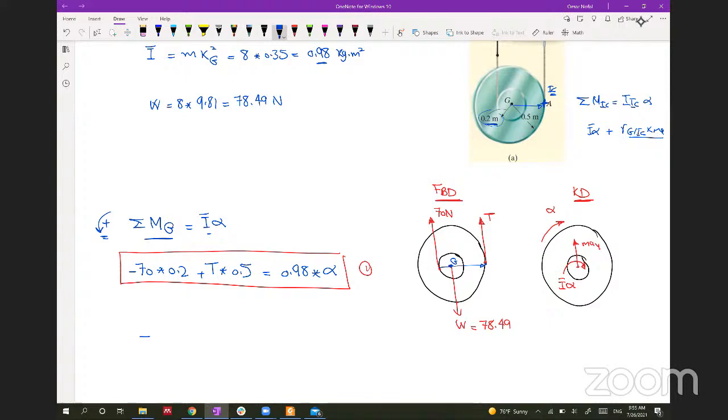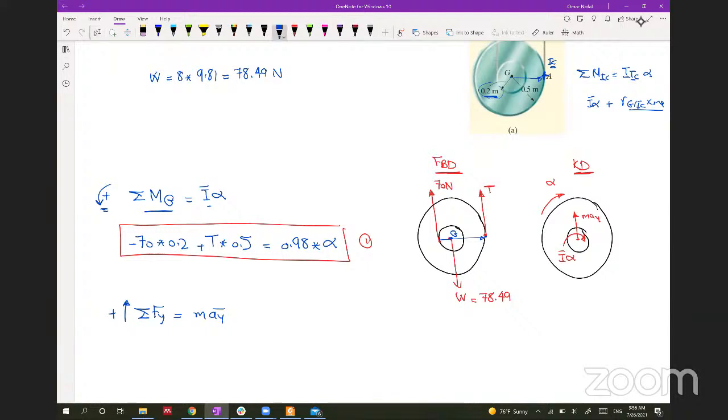With this, let's move to the second equation of the Newtonian kinetics. It will be the sum of Fy equal to the mass multiplied by m a_y, like this. And let's determine our positive as going up. Okay, so let's see which forces are going up. We have the tension, we have the 70, so T plus 70 minus the weight, which will be 78.49 because it goes down, equal to the mass.